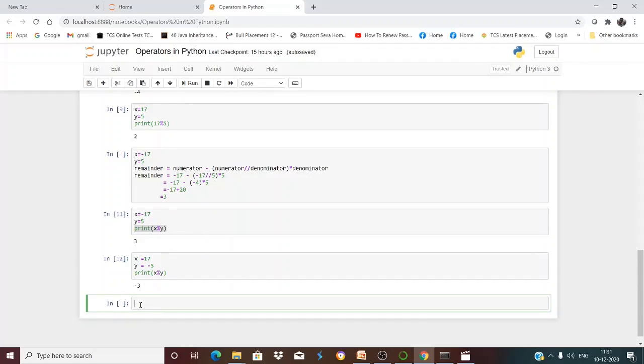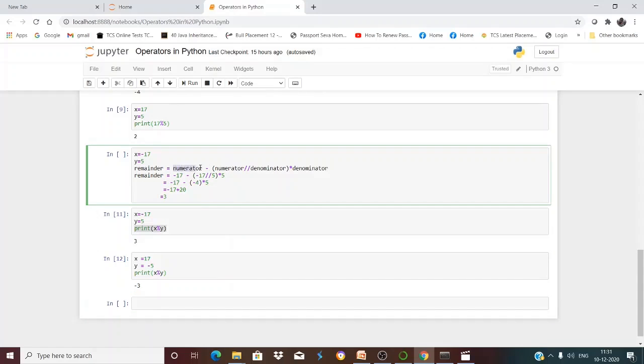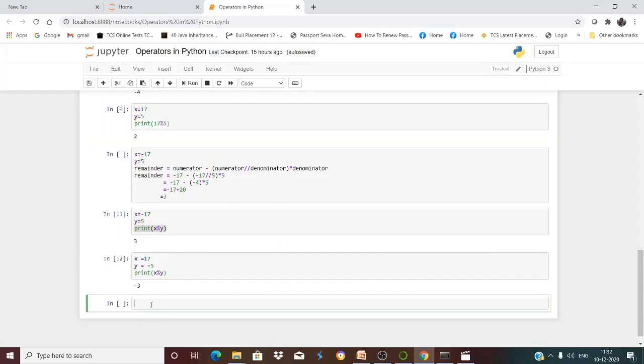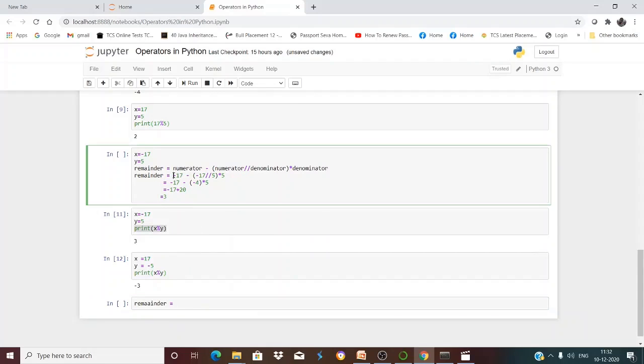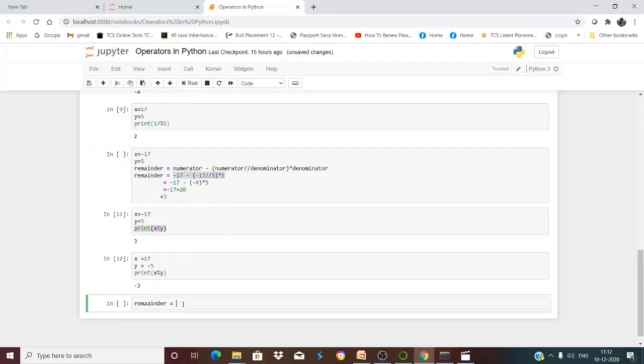Actually, there is no need to be bothered about the sign of the remainder, because this formula is sufficient enough to give us the correct remainder as well as the correct sign of the remainder. So if we apply this formula on these two numbers, it will automatically give you the sign of the remainder. So remainder equal to, let's copy it, here it will be 17 and here it will be minus 5 and here also it will be minus 5.